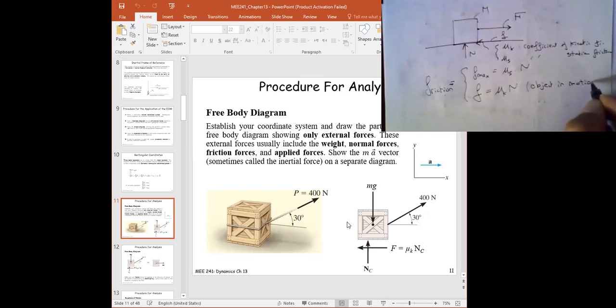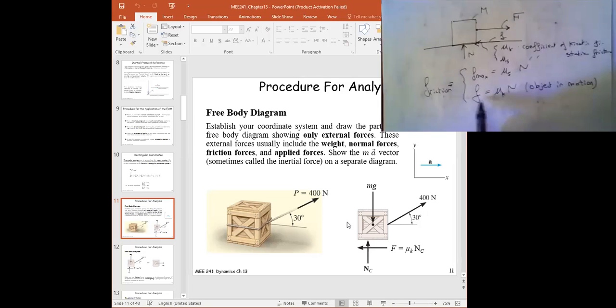The minute I begin to move the object, what is the friction equal to? When the object is beginning to move, the friction will be mu k times n. If the object is not moving, what is the maximum value of the friction it could have? Mu s times n. So this is the maximum value, remember. The maximum value. And I want to teach you this, guys, by doing an example.